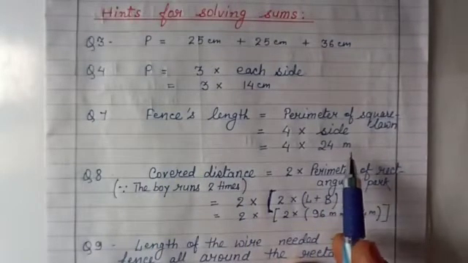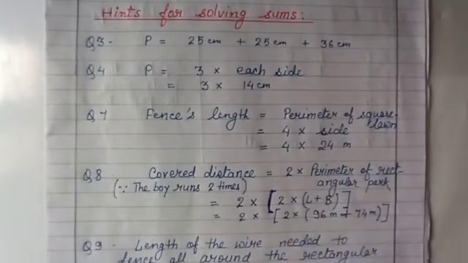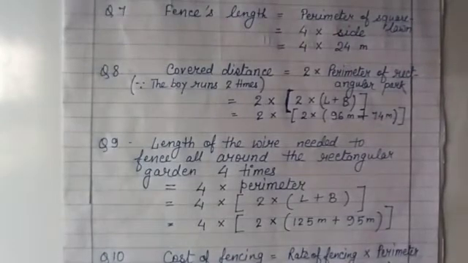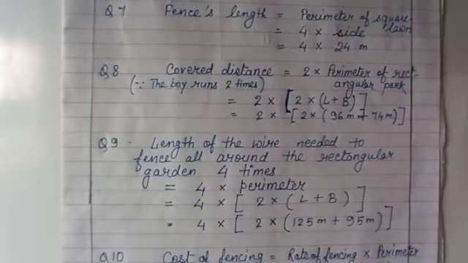You will get the answer. Similarly, in question number 8, it is given the length and breadth of a rectangular park are 96 meters and 74 meters respectively. So the length is 96 meters and the breadth is 74 meters. A boy runs 2 times around the park. Twice. One time means the perimeter of the rectangle, and twice means 2 into the perimeter of the rectangle. Then you can find out the distance covered by him.